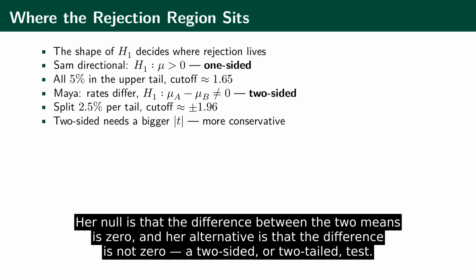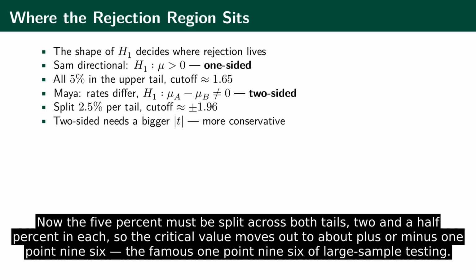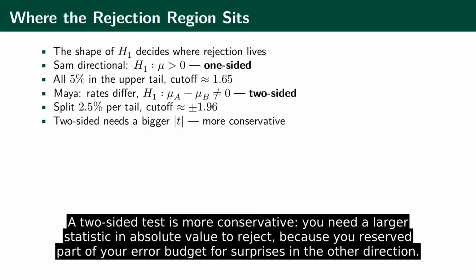Her null is that the difference between the two means is 0, and her alternative is that the difference is not 0, a two-sided or two-tailed test. Now the 5% must be split across both tails, 2.5% in each, so the critical value moves out to about plus or minus 1.96, the famous 1.96 of large sample testing. A two-sided test is more conservative. You need a larger statistic in absolute value to reject because you reserve part of your error budget for surprises in the other direction.